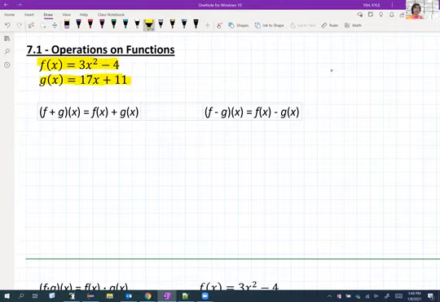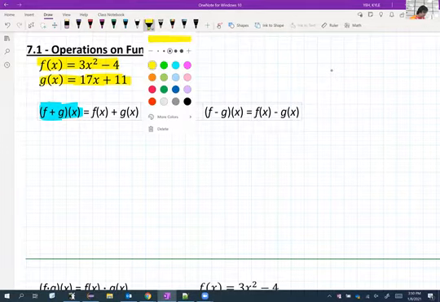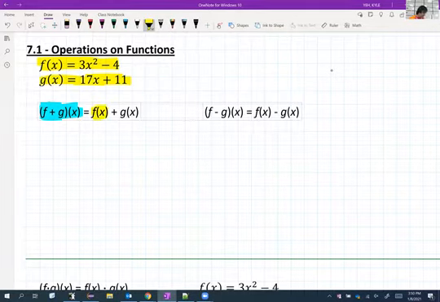So the first thing you need to know about these function operations is that when we are operating on functions, oftentimes you will see this shorthand used. It says, what is f plus g of x? That looks a little funny. The f and the g, and you're like, are those variables? What does that mean? Well, the good news is it means all we're looking at is f of x plus g of x, that individual f of x that we know, plus that individual g of x that we know.